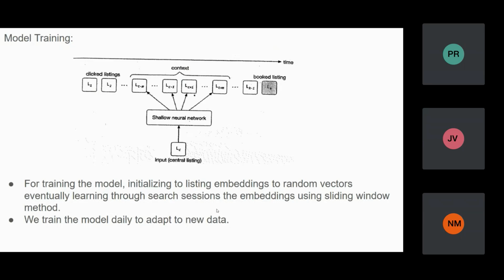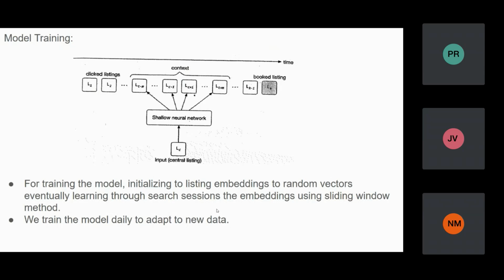Now we have chosen the model, but how are we going to train it? That will be discussed. So training the model starts by initializing the listing embeddings to random vectors, then gradually learning the embeddings through search sessions using the sliding window method.